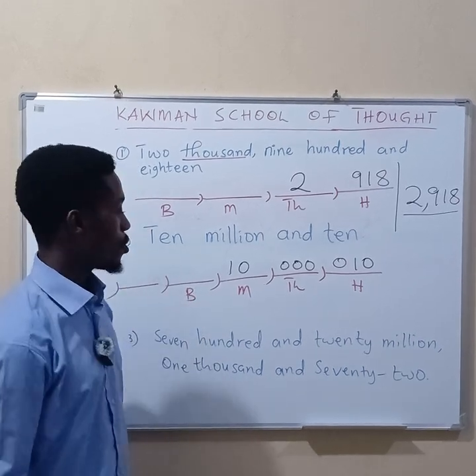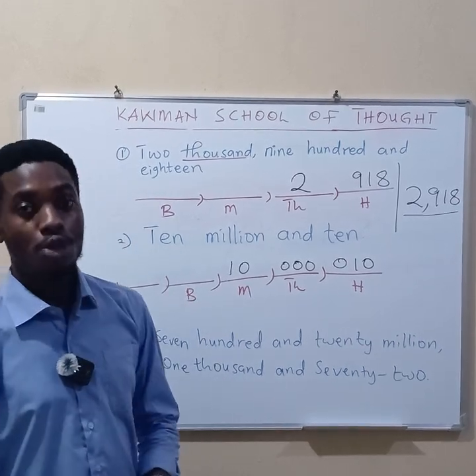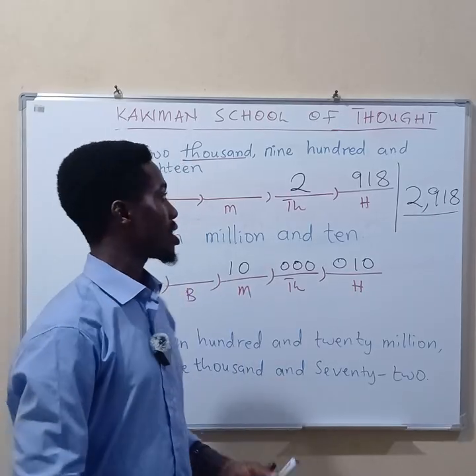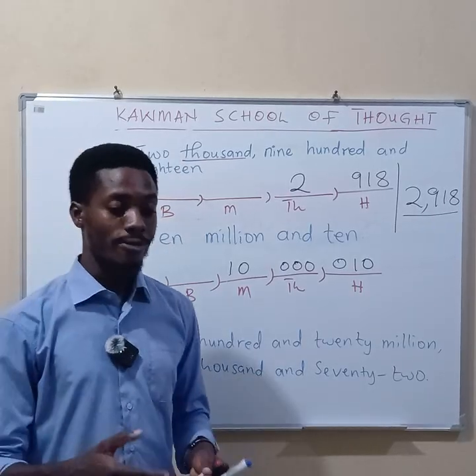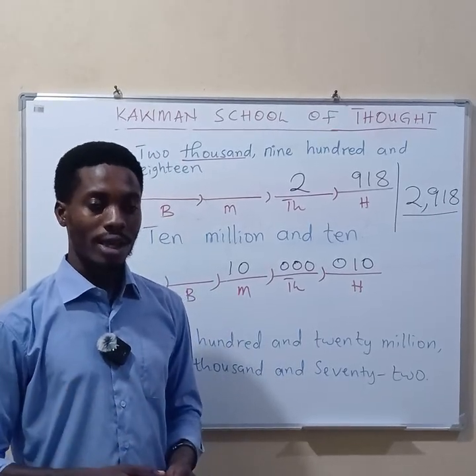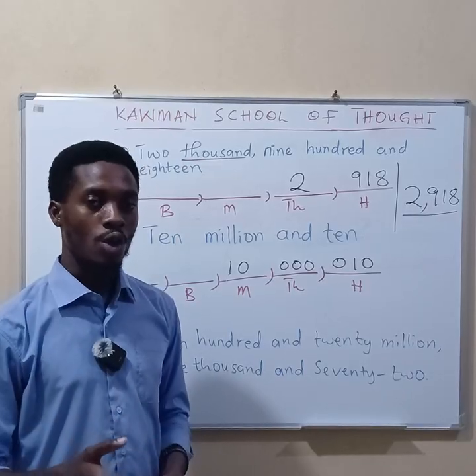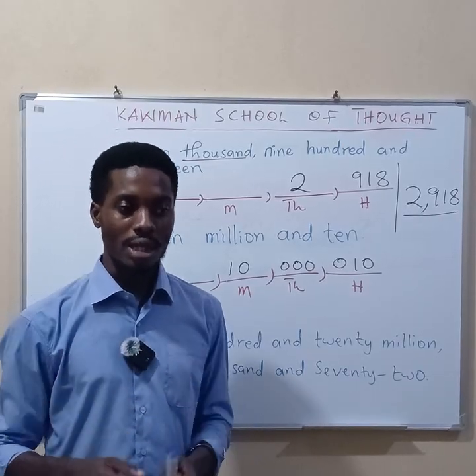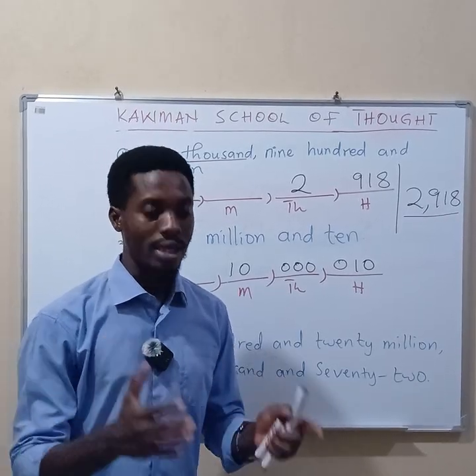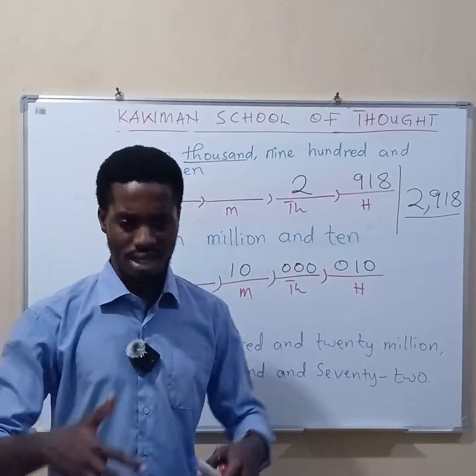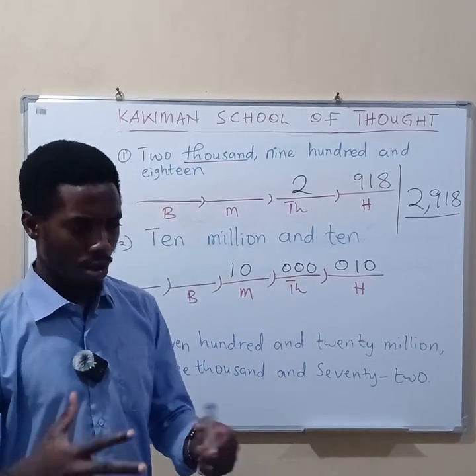Thank you very much for coming to watch today's episode, explaining numbers, writing numbers from words to figures. And in our next episode, we are going to treat how to round numbers to the nearest tens, hundreds, thousands, tens of thousands, million, billion, and all of that.